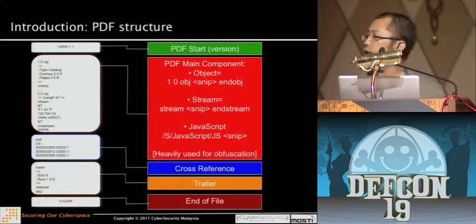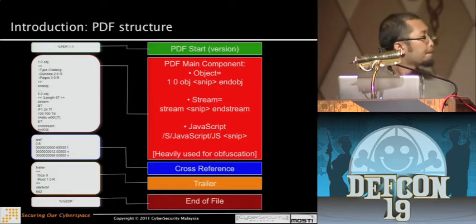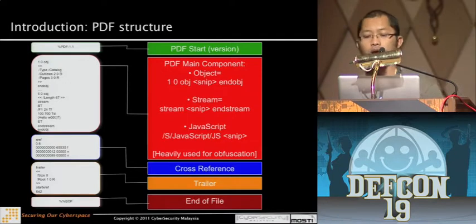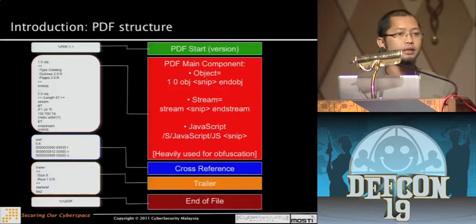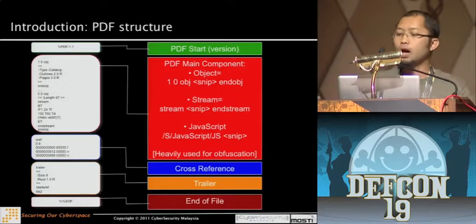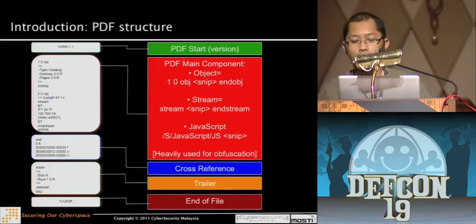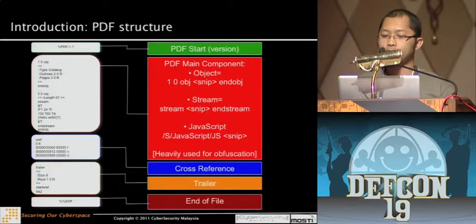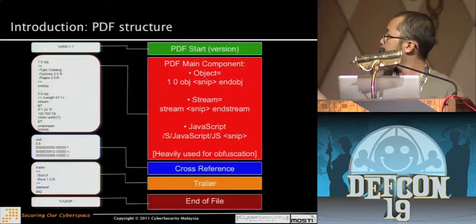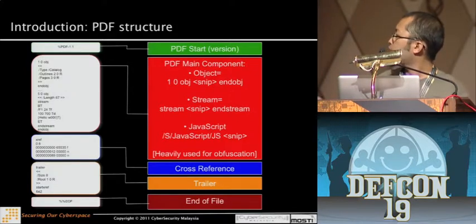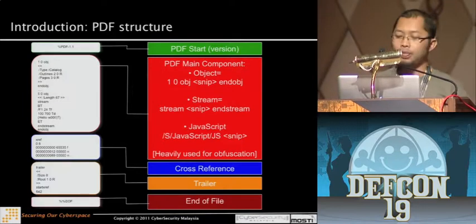The second part, the body, as you can see over here, is the main component of the PDF, which normally has objects, represented as obj, and it needs to end with endobj. Later on, I will show some obfuscation that you can implement when it comes to object declaration, like this one. And of course, another major component inside here is the JavaScript.